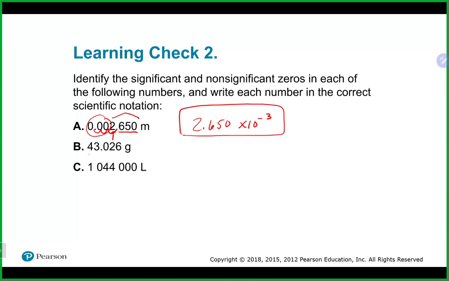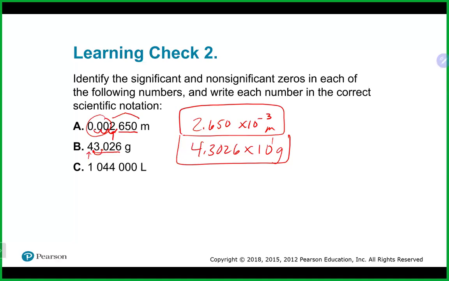Next number has how many significant figures? Yeah, it does have 5. All of them are significant. We're going to count here. Everybody's significant. The 0 there is going to be significant because it's between 2 non-zero numbers. In this case, we just need to go 1 place to the left, actually. So 4.3026 times 10 to the 1 here, grams. And again, we do need to keep all those numbers because we do not want to lose any significant figures as we just write a number in scientific notation. Again, we don't want to lose anything along the way.